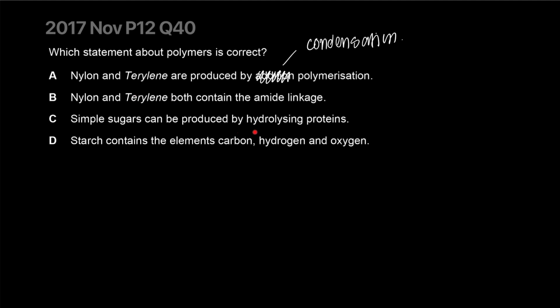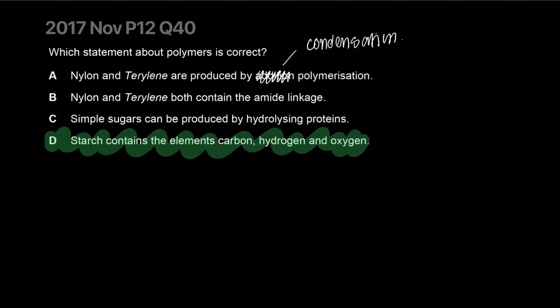Simple sugars can be produced by hydrolyzing proteins. Amino acids are produced by hydrolyzing proteins. And yeah, starch contains the elements carbon, hydrogen. Well, okay, we have our answer. It's a silly question, and D is the correct answer.